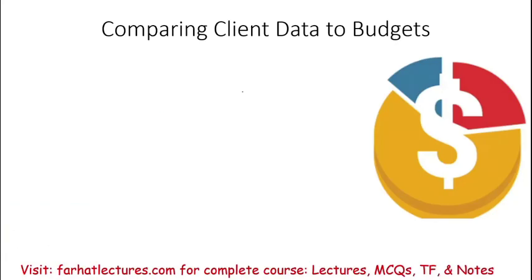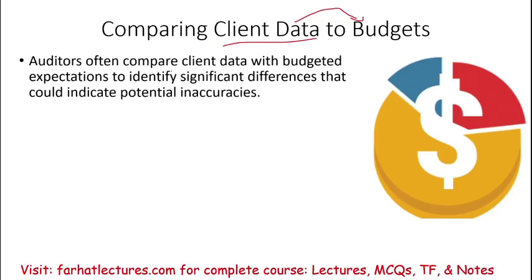What else can we do? We can compare the client data to budgets, to their own budget. We're looking at their numbers and looking at what they budgeted. Auditors often compare client data with budgeted expectations to identify significant differences that could indicate potential inaccuracies. If they expected their cost of goods sold to be 5 million and it's 7 million or 3 million, well, if that's what they expected, what's going on? There's a huge difference here. The company should review that internally, but sometimes companies don't.